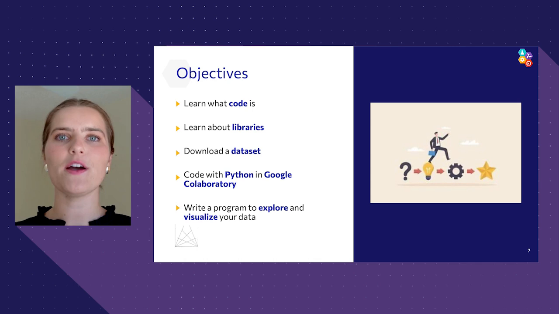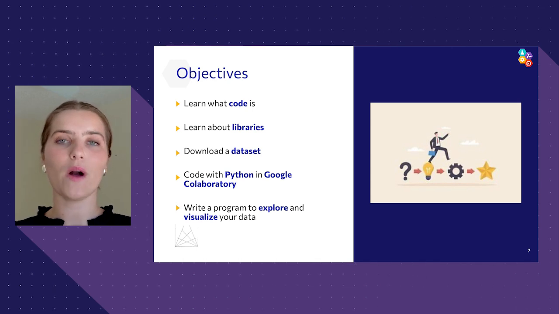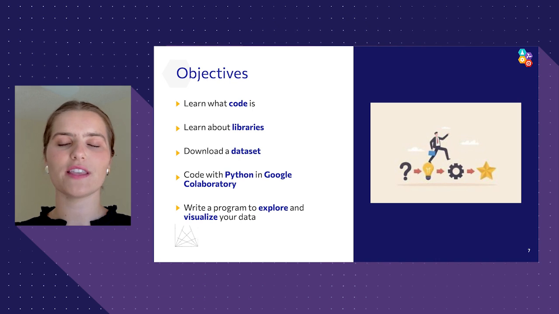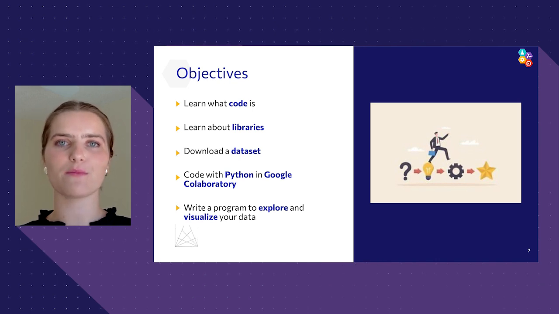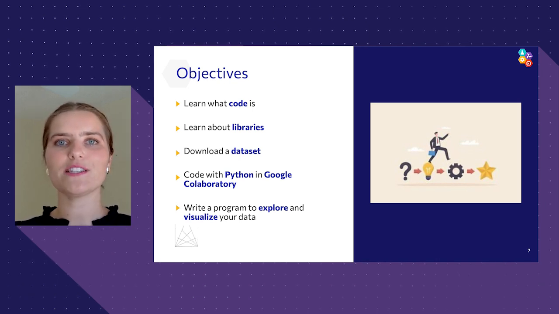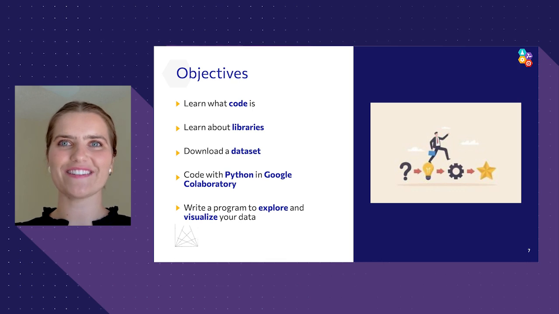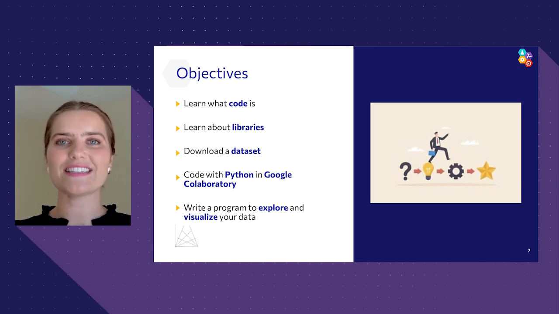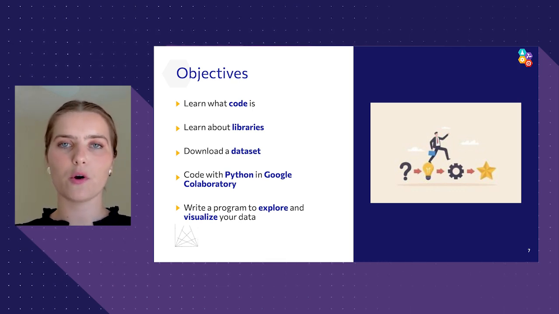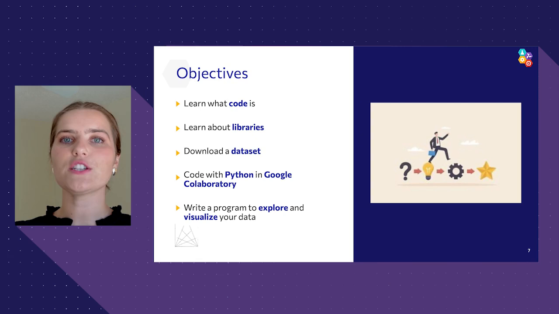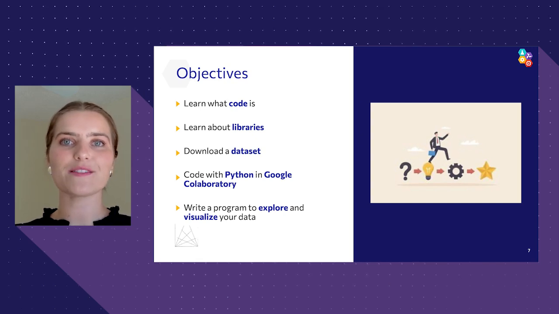So in today's lab, we are going to first learn about what coding is, as well as learn about coding libraries and see how they can really help us to write better and more efficient programs. And then we're going to download any data set of your choosing, like we talked about, and load that data set into a Google Colaboratory program where we're going to be able to code with Python to write a program that allows us to explore this data set, to learn more about it, and also to graph some pretty cool visualizations from that data.